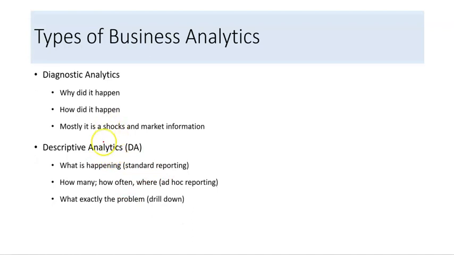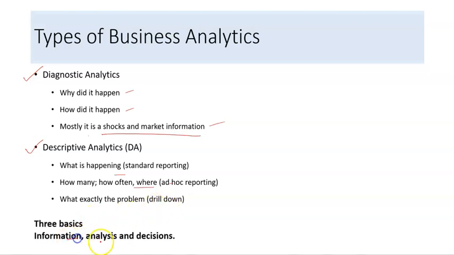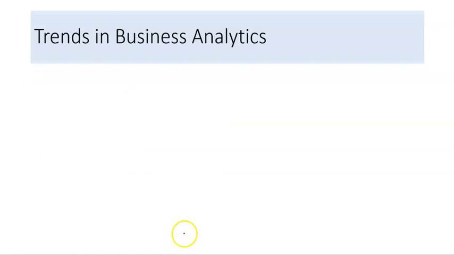In this particular course, I'm going to deal with all four types. So we're going to do some diagnostic, we're going to do some descriptive, and you can see why did it happen, how did it happen, mostly in stock markets, mostly it is shocks and market information. And then describing how many, how often, it's a kind of ad hoc reporting. What exactly is the problem? We try to drill down. So we have information, we have analysis, and we need to make certain decisions here.